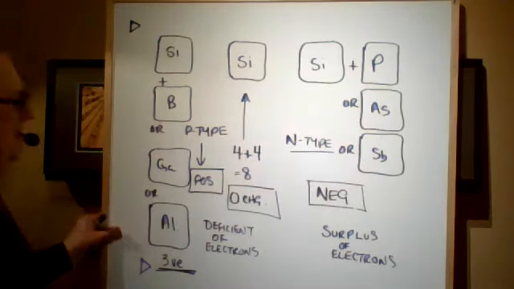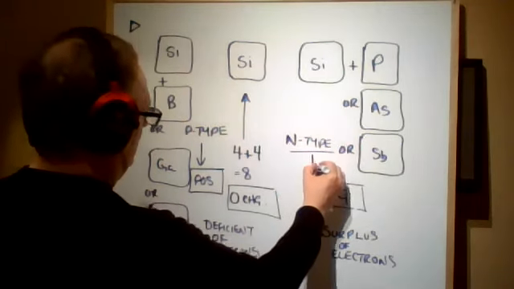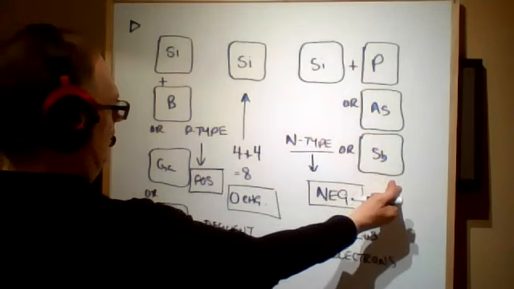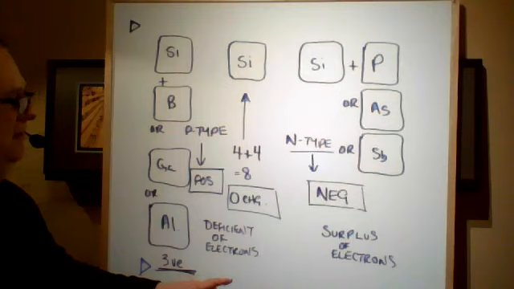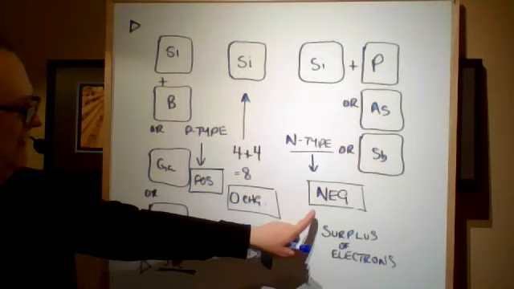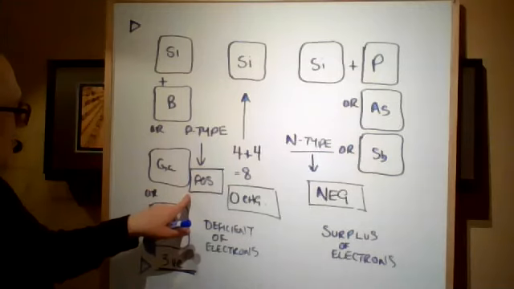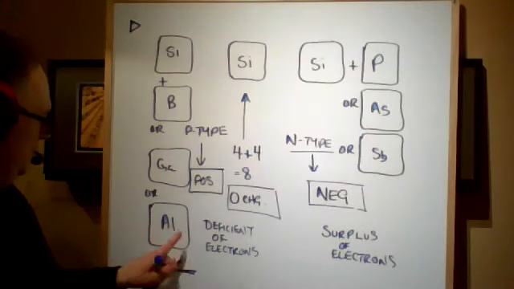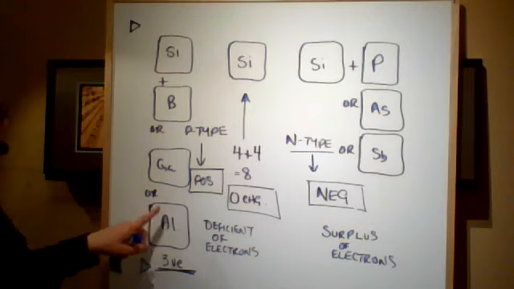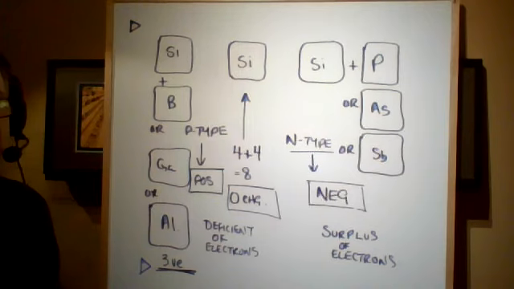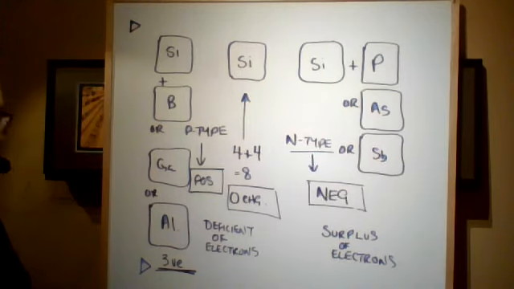So P-type and N-type material. N-type is made by doping with materials that have five electrons in their valence, whereas P-type material is made by doping with impurities that only have three. Okay, so that shows you where the P and the N-type material really comes from.